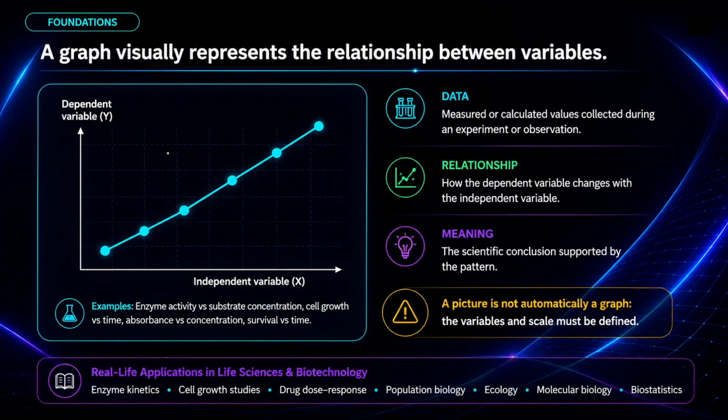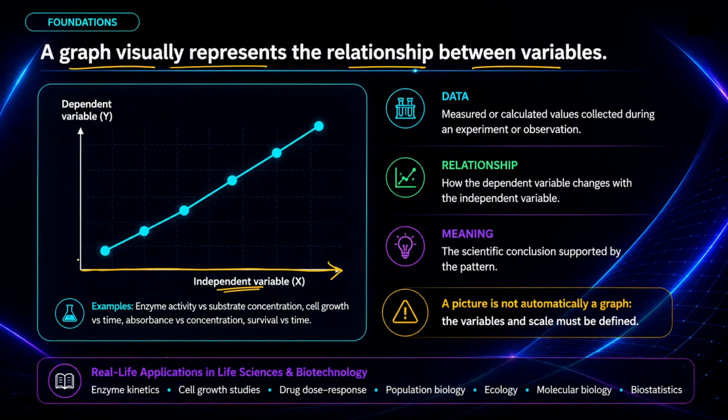What exactly is a graph? A graph is simply a visual representation of the relationship between two or more variables. Instead of reading a large table full of numbers, a graph helps us understand the same information quickly and easily. On the left side, you can see two axes. The horizontal line is called the x-axis, and it usually represents the independent variable, which is the variable that we change or control during an experiment.